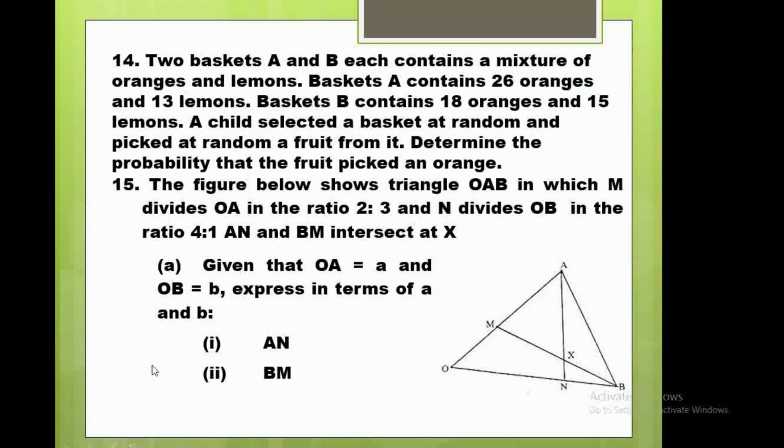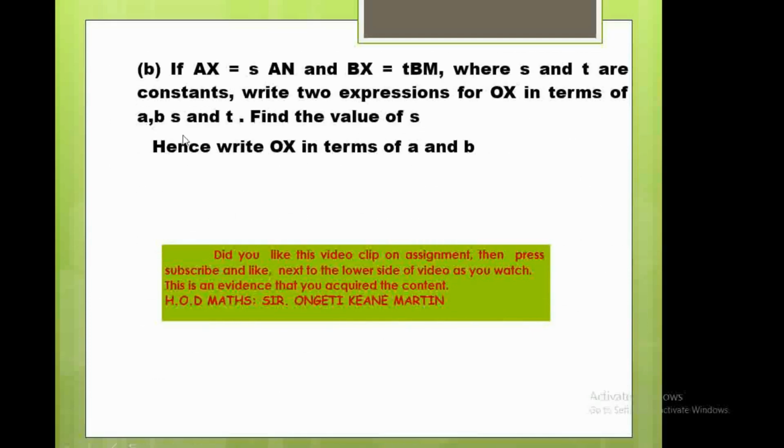Then we can look at the next question. For part B, if AX is equal to sAN and BX is equal to tBM, where s and t are constants, write two expressions for OX in terms of a, b, s, and t. Find the value of s. Hence, write OX in terms of a and b. So you can go ahead and write that.